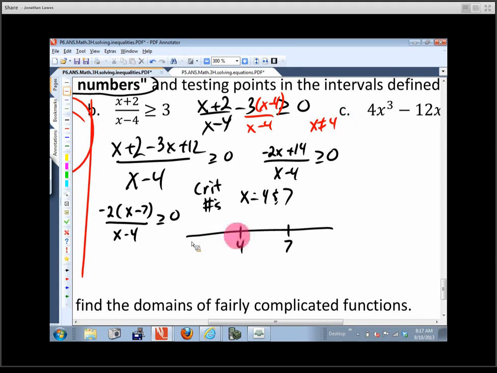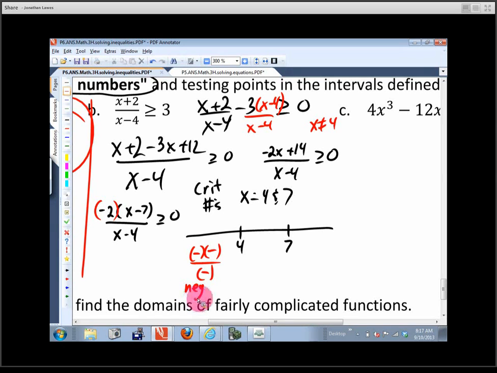Pick any number you want less than 4. Easy number would be 0, okay? And let's look at each one of these factors. That's a -2, that's an x minus 7, and that's an x minus 4. So this first one is negative. Let's figure out what the two of these are. If I plug in a 0, what do I get here? -7. If I plug in a 0, it's -4. So if I do a negative times a negative, the top's positive, divide it by a negative, what do I get? I get a negative, okay?